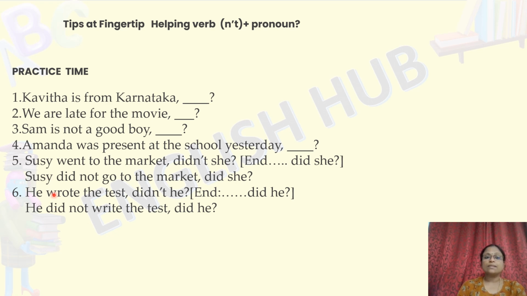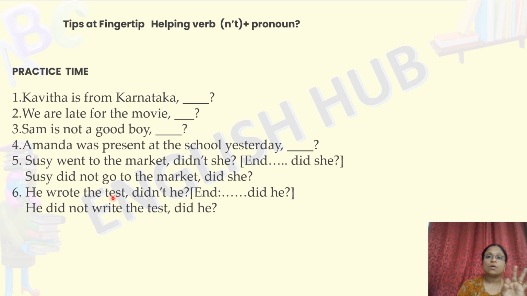This is how you get it. Susie went to the market, didn't she? And end with did she. How can we write this? Susie went, we have to change it into did not go. As I told you, split it into an auxiliary and the first form of the verb. Went, first form is go.